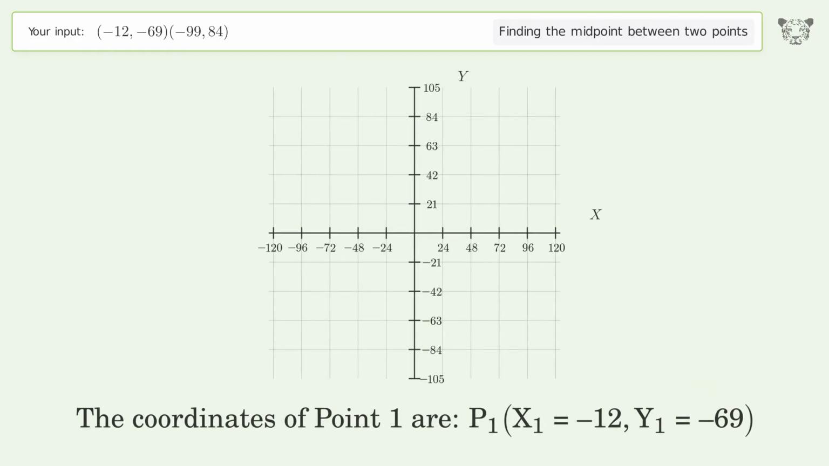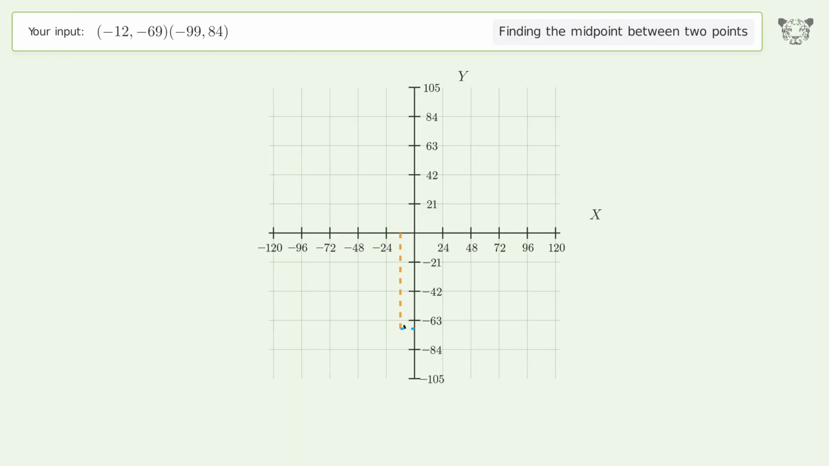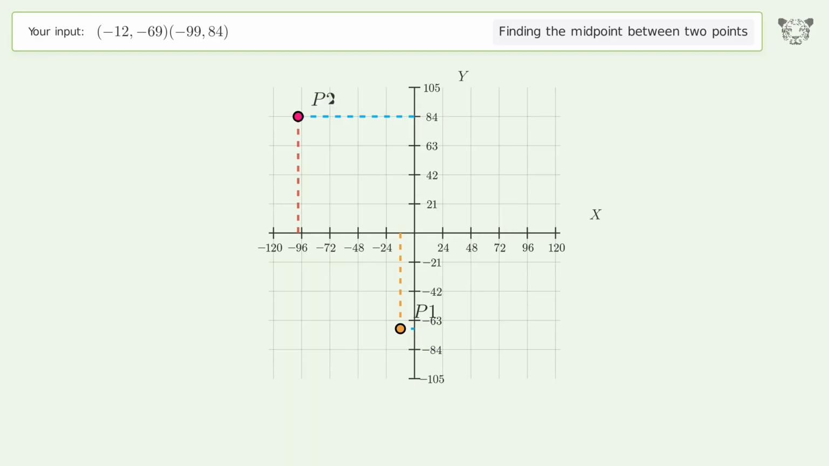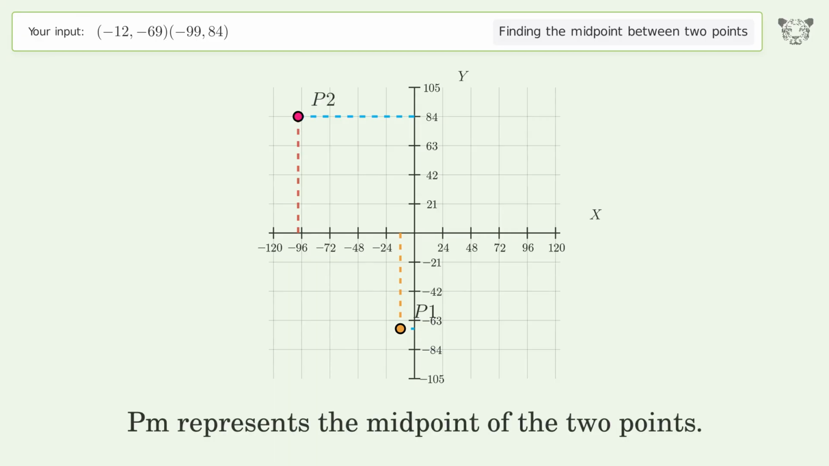The coordinates of point 1 are, x1 equals negative 12, y1 equals negative 69. The coordinates of point 2 are, x2 equals negative 99, y2 equals 84. PM represents the midpoint of the 2 points.